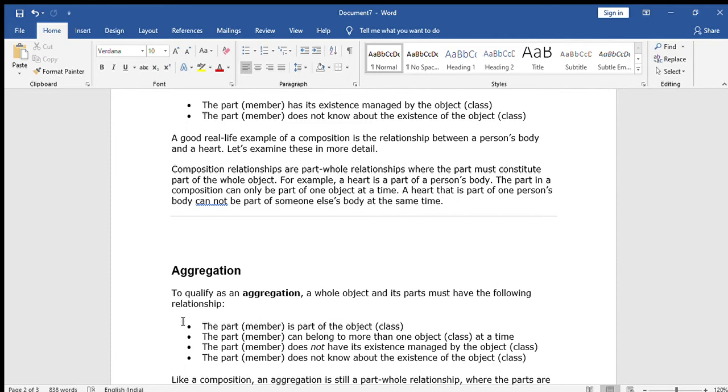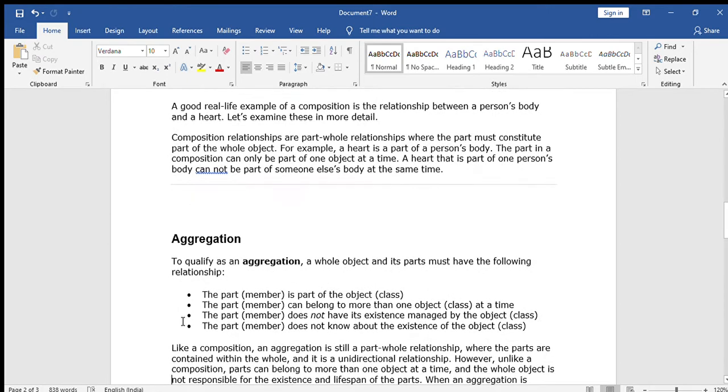Second, the member can belong to more than one object. The member does not belong to only one object; it belongs to more than one object. And the third one: the member does not have its existence managed by the class. The class is not going to manage the existence of the member, because the member does not belong to only one object or class. It belongs to more than one class. So one class cannot manage it.